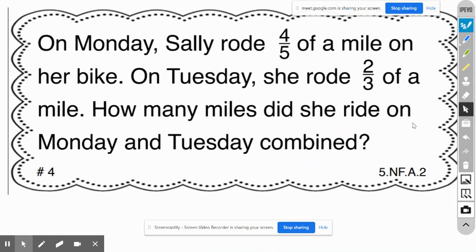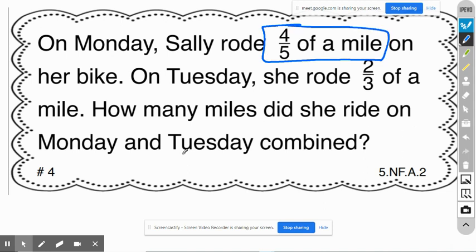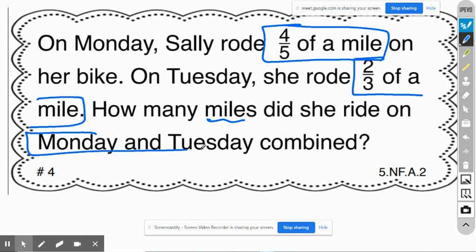Okay, let's see this one. So now we saw an addition there. On Monday, Sally rode 4/5 of a mile on her bike. On Tuesday, she rode 2/3 of a mile. How many miles did she ride on Monday and Tuesday combined? Who can tell me what the operation is? I see more hands popping up. Oh, quite a few.